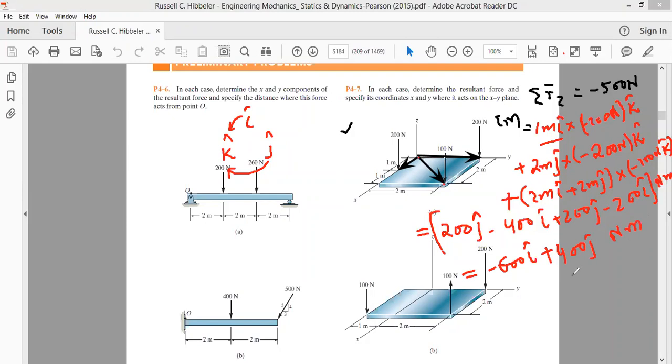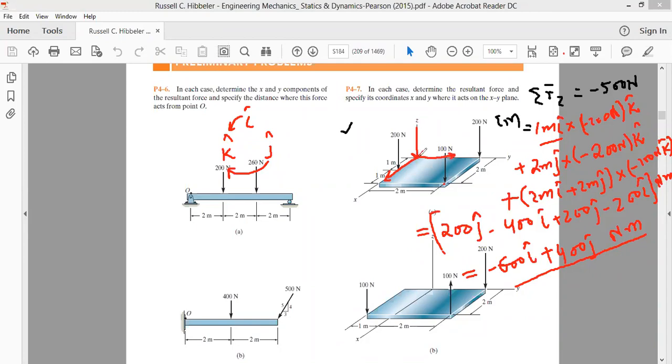Now, who is producing this much moment? This moment is produced by all these forces. So at point O, we can replace all these forces by a single force having a magnitude of 500 Newton, and having a moment of 600 i cap along the x-axis, that is 600 Newton meter, and along j cap 400 Newton meter. So this is one way of writing it.